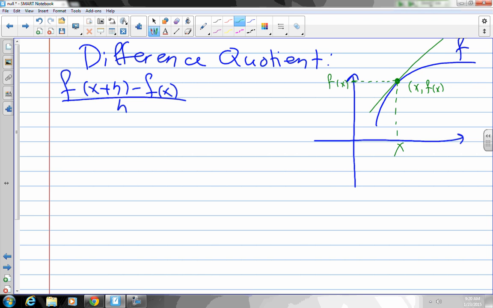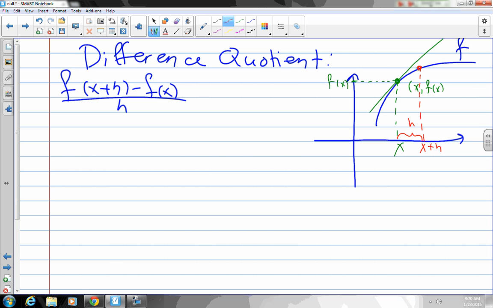Okay? So, can you find the slope of a line knowing one point? No. Because how do you find the slope of a line? Two points, change in y over change in x. So I have no reference. I don't have another point. So what we agreed on, we'll say, well, let's take another arbitrary point on the graph. Let's say that point is h units away from x, so therefore this value is x plus h.